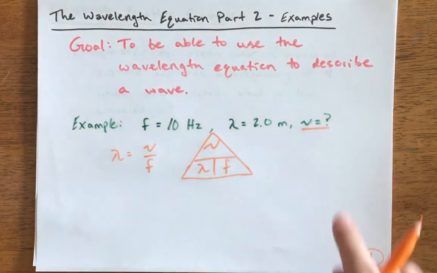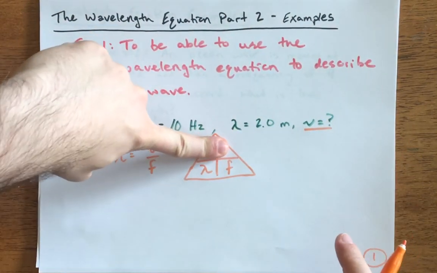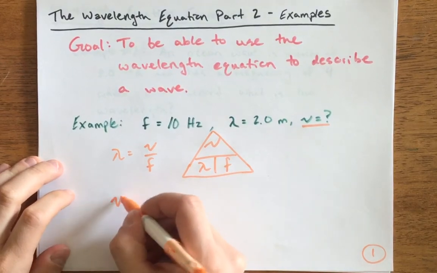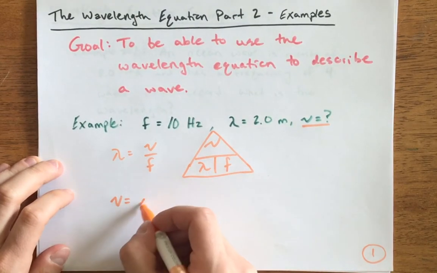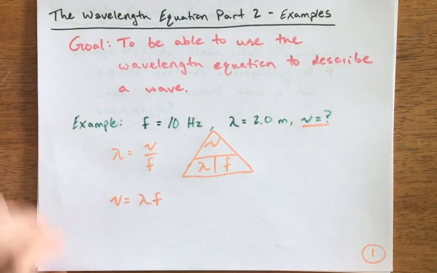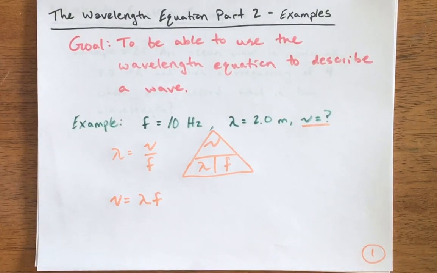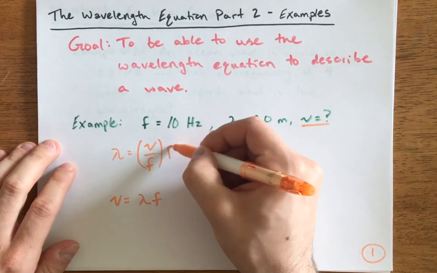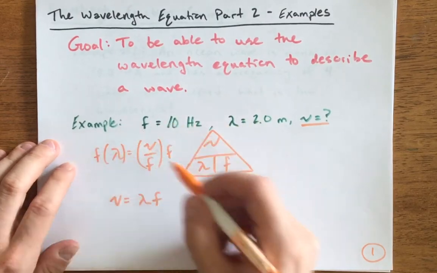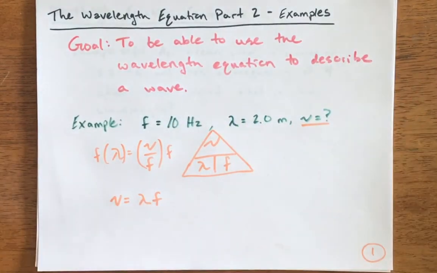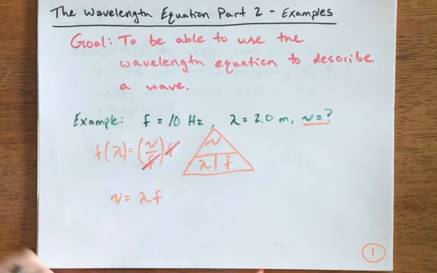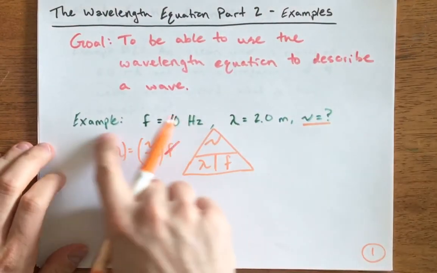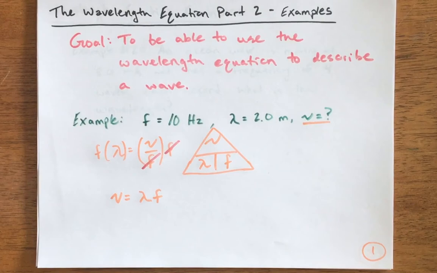I found that the triangle is sometimes a little bit easier to use because it eliminates the algebra steps for us. We're looking for the velocity, therefore I cover that up, so the velocity will be equal to the wavelength multiplied by the frequency. We could find this in exactly the same way over here by just simply multiplying both sides by frequency, and we still get, when the frequency is canceled out on the right side, that the velocity is equal to the frequency and wavelength multiplied together.